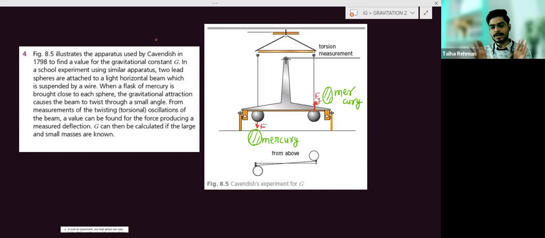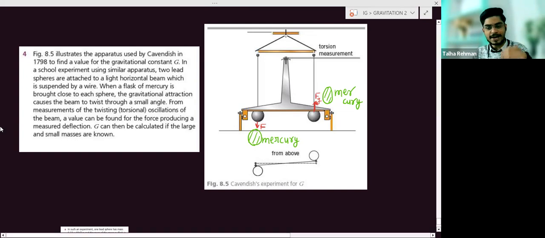Basically, this is the whole experiment. You can see that on YouTube. I am not going into the experiment. We have to solve this question. I am just giving you a little idea. So when a flask of mercury is brought close to each sphere, the gravitational attraction causes the beam to twist through a small angle. So what will happen?